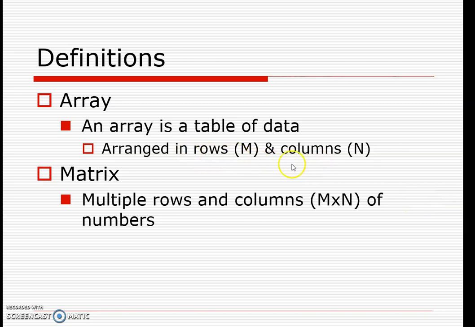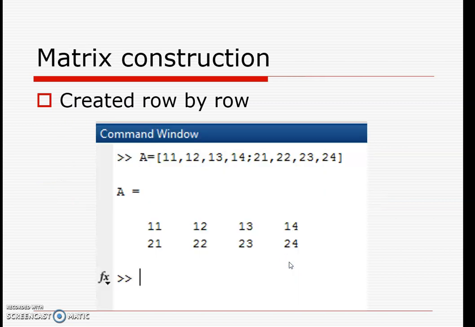So an array is m rows and n columns of data. A matrix is m rows and n columns of numbers. We set it up just the way we have been. Elements separated by commas or spaces, rows separated by semicolons. So you can see all those go in the first row, semicolon, the second row.